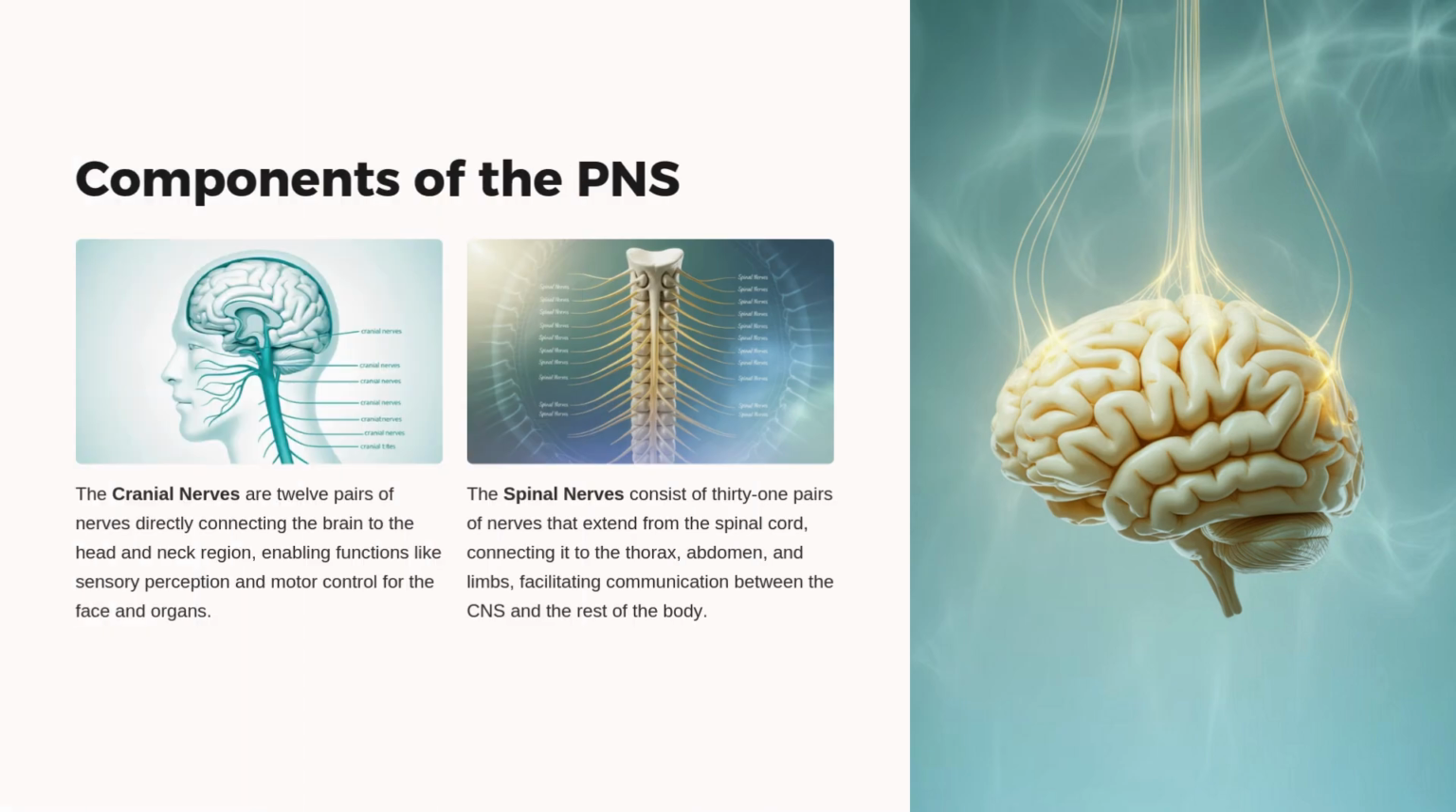Components of the PNS. The cranial nerves are 12 pairs of nerves, directly connecting the brain to the head and neck region, enabling functions like sensory perception and motor control for the face and organs. The spinal nerves consist of 31 pairs of nerves that extend from the spinal cord, connecting it to the thorax, abdomen, and limbs, facilitating communication between the CNS and the rest of the body.